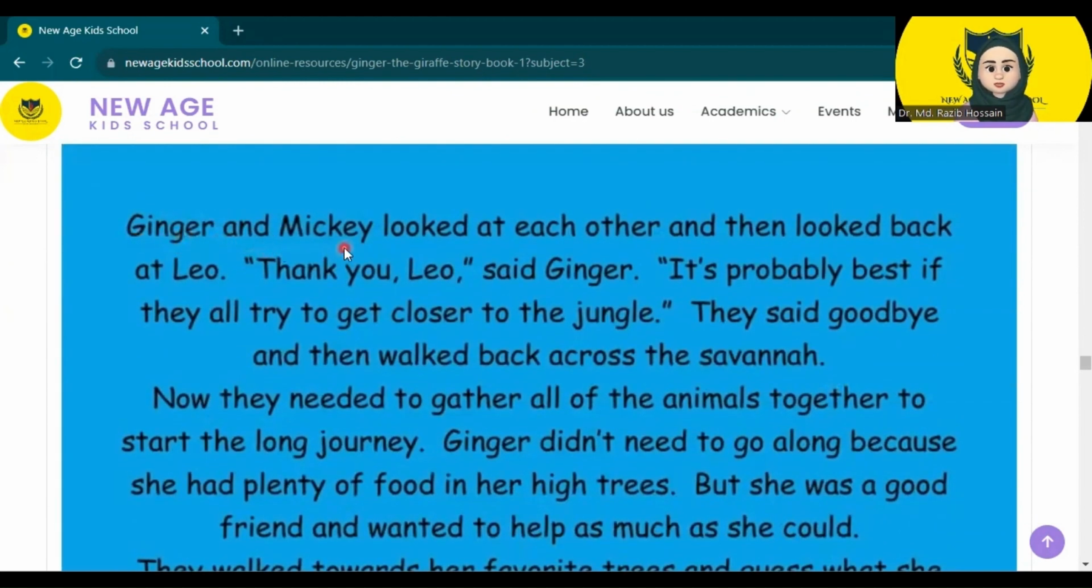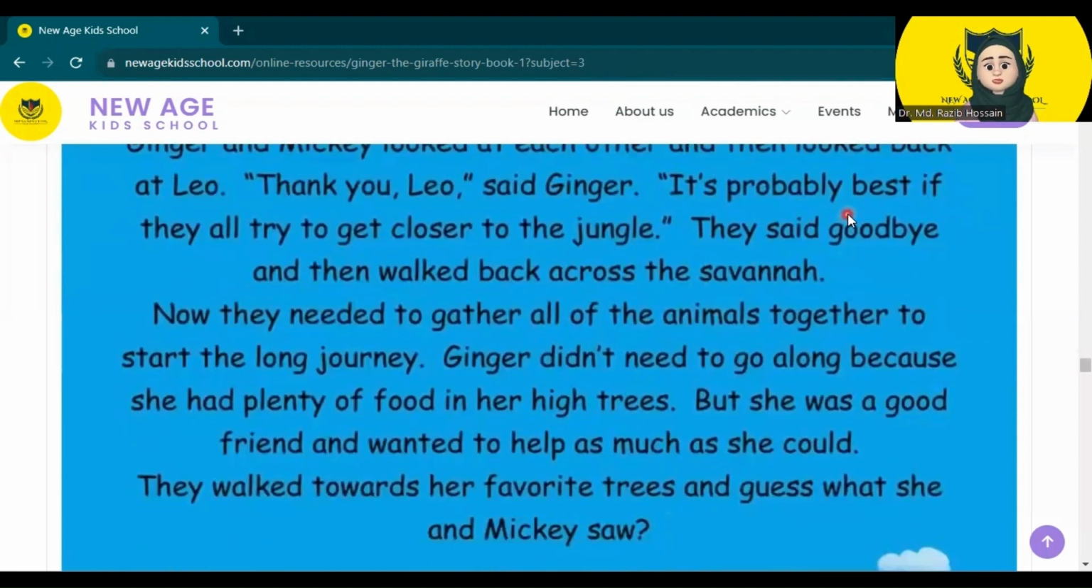Ginger and Mickey looked at each other and then looked back at Leo. "Thank you, Leo," said Ginger. "It's probably best if they all try to get closer to the jungle," they said. G-O-O-D, good, B-Y-E, bye, goodbye, and then walked back across the savannah.